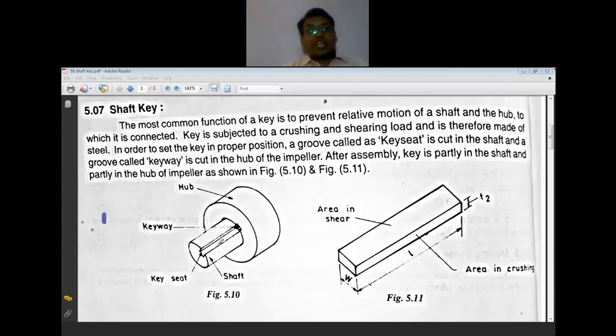The key is subjected to crushing and shearing load and is therefore made of steel. In order to set the key in proper position, a groove called the key seat is cut into the shaft, and a groove called the keyway is cut into the hub. Now looking at this figure, the groove provided in the shaft is called a key seat, and a keyway is provided in the hub.